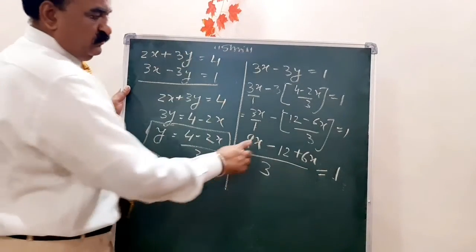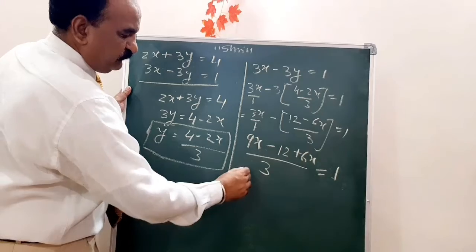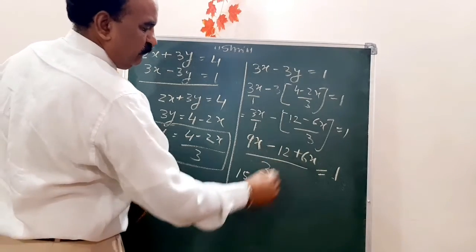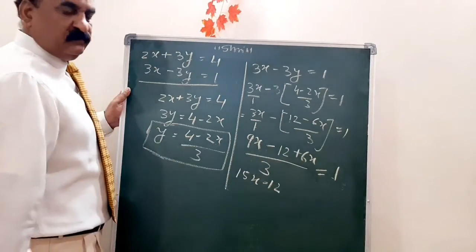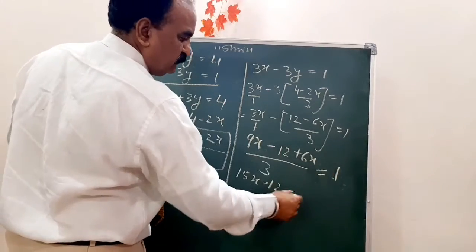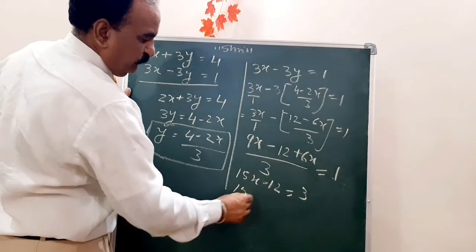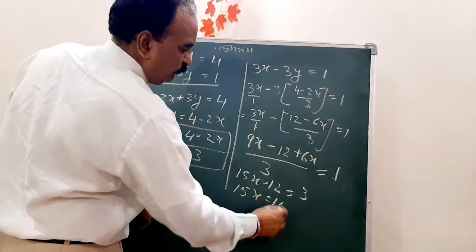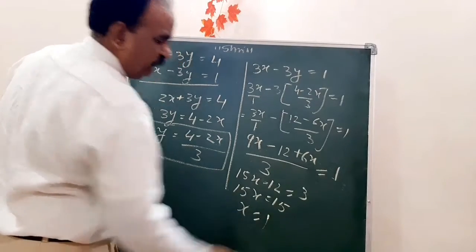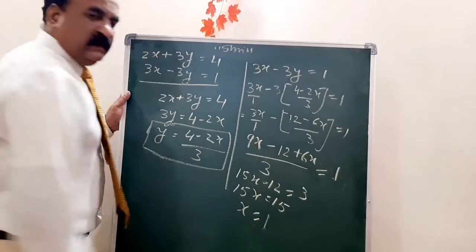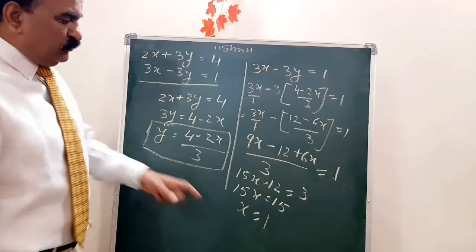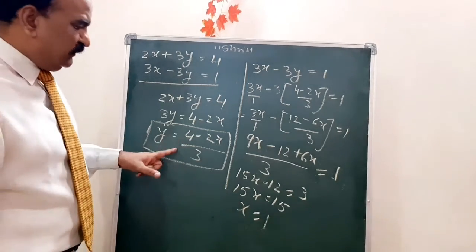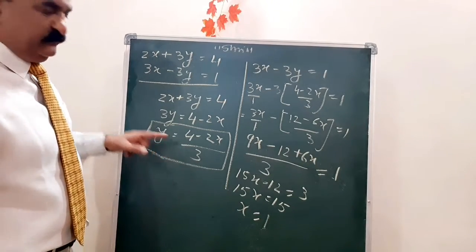1. Now 9x plus 6x means 15x minus 12. 3 into 1 equal to 3. So 15x is equal to 15. So x is equal to 1. Now you can put x is equal to 1 here and you can find the value of y.